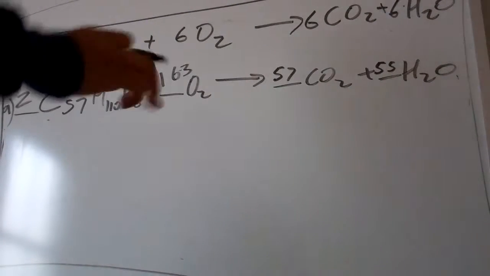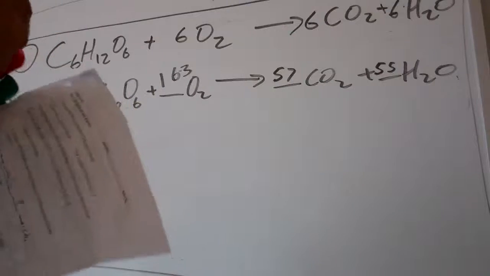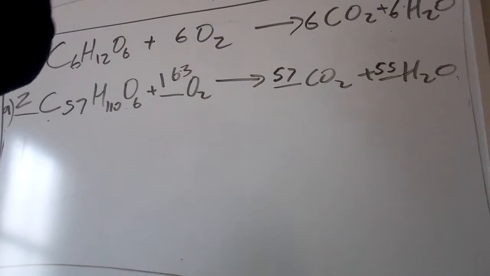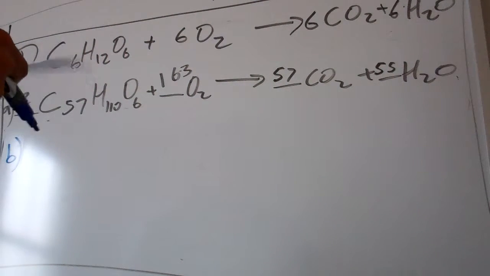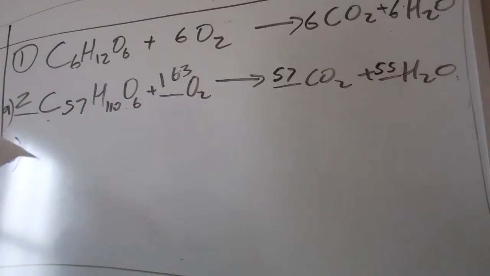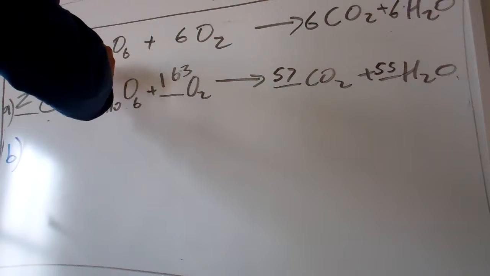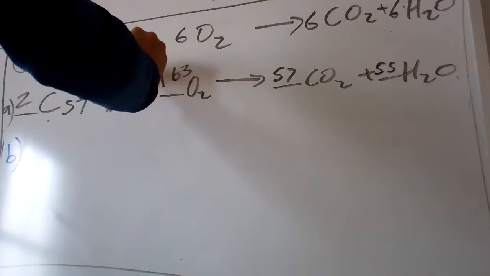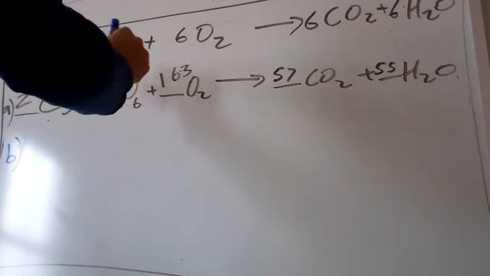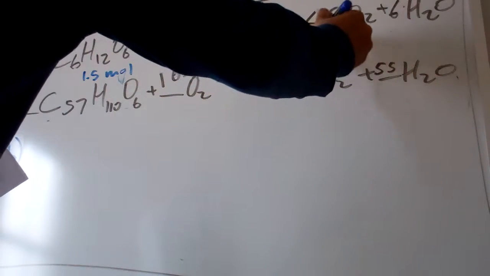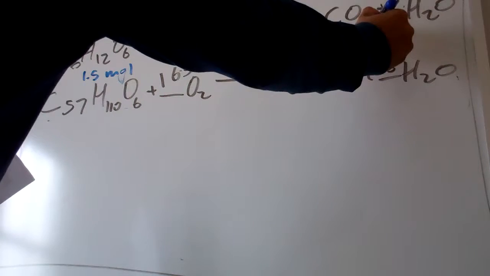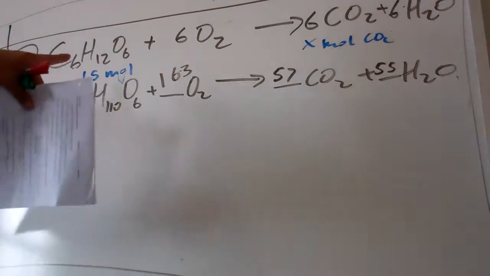Alright, let's continue with 1b and 1c, which is using the above to find the mole ratio. If I combust 1.5 moles of glucose, how many moles of carbon dioxide do I create? X moles of CO2. Well, it's a ratio, kids.